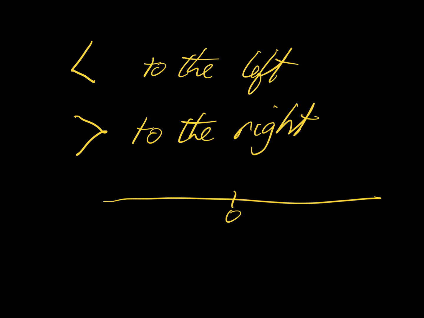So I apologize. So one of the things that we like to talk about when we do number systems is we like to talk about order. And when we talk about order, what we're really talking about is what order are the numbers being placed on the number line.